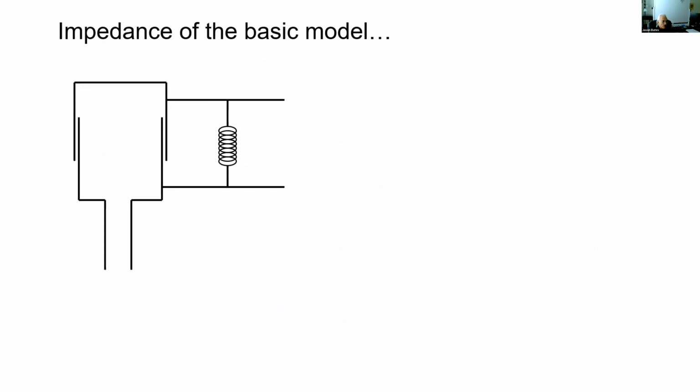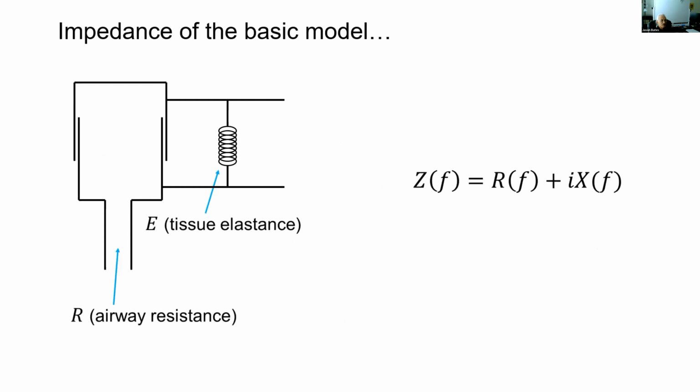So the impedance of the basic model here, the one that I showed you before, that has an airway resistance and a tissue elastance, it's got a real and imaginary part. The real part's called resistance, the imaginary part's called reactance, and that, of course, is √-1. The impedance of that model simply looks like this. The real part is the resistance of that pipe, which is why that real part is called resistance by respiratory physiologists. And the reactance for this model is a negative hyperbolic function of frequency scaled by the elastance of that spring.